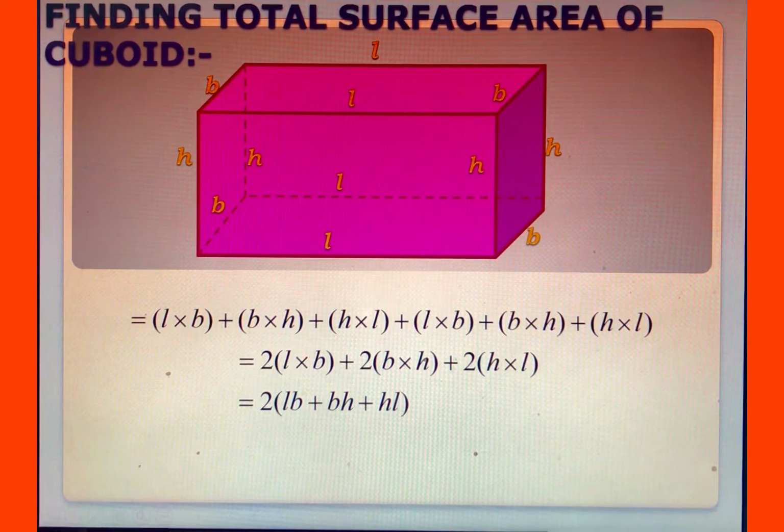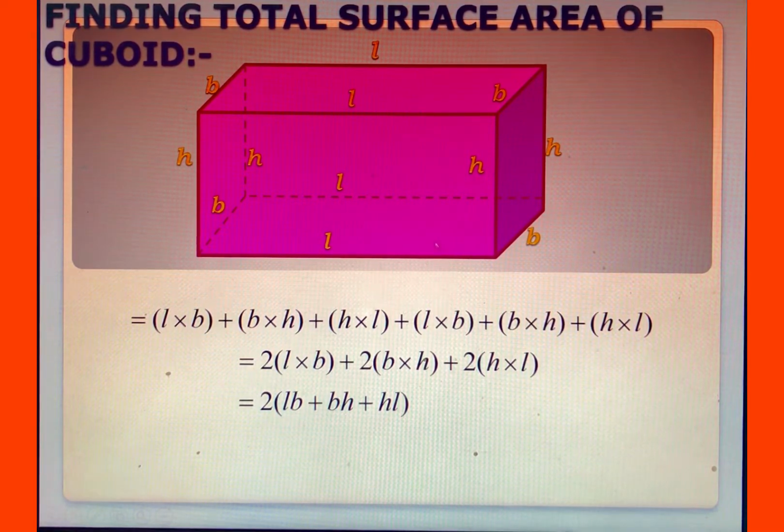So the area of the top rectangular part is length into breadth. And again, for the right rectangular part, height is H and breadth is B, so area is B into H. In the same way, for the front part of the rectangle, length is L and height is H. So we can say that the area of the front rectangle is length into H.